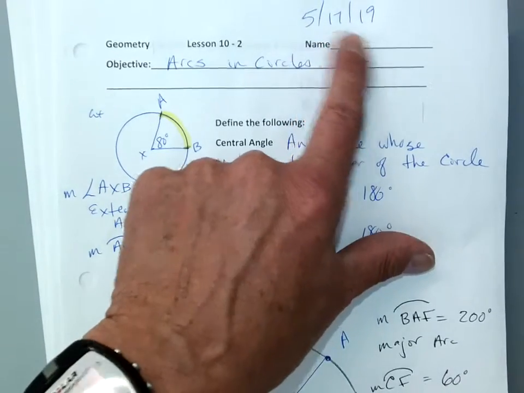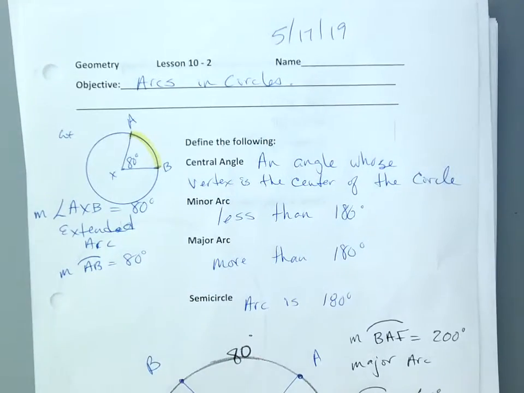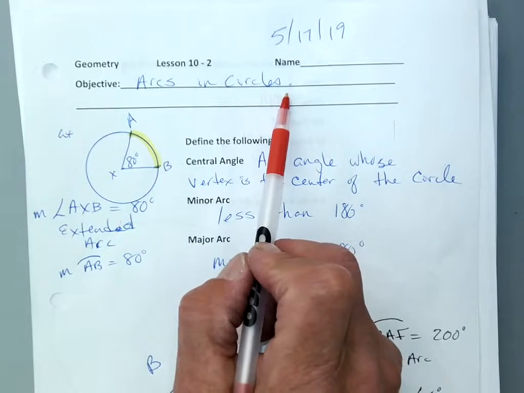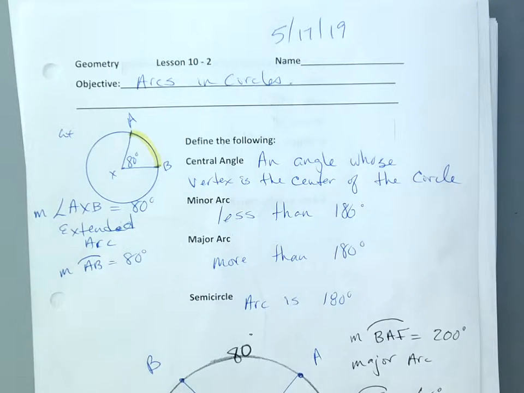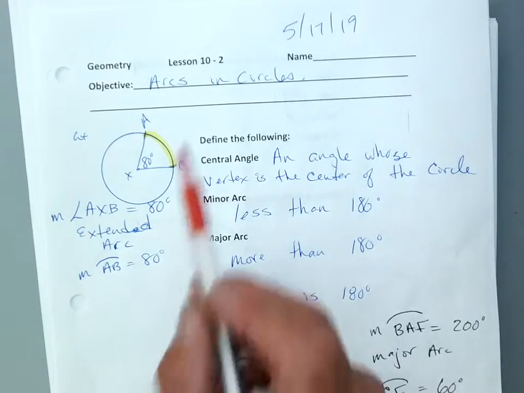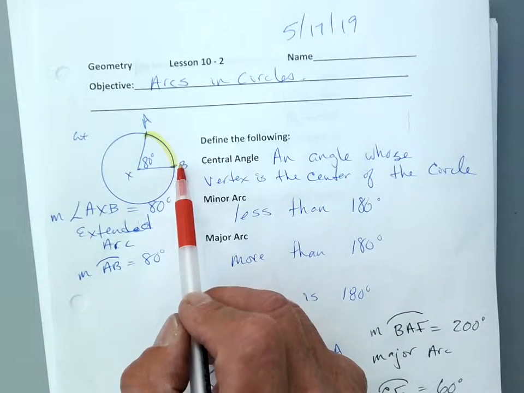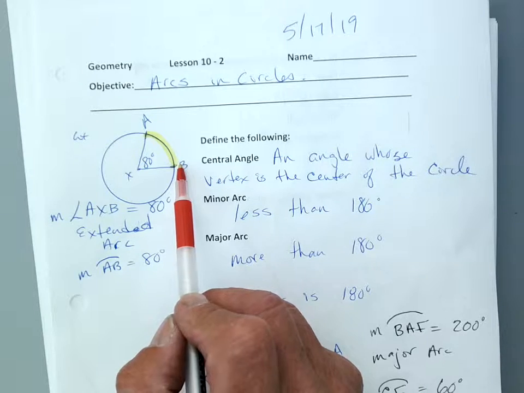Today's date, 5/17/19. One of the things we want to talk about is arcs and circles. If you haven't already done this, we'll just write all this stuff down. An arc is just part of the circle, but it's a rotation of the circle. It's in terms of degrees.